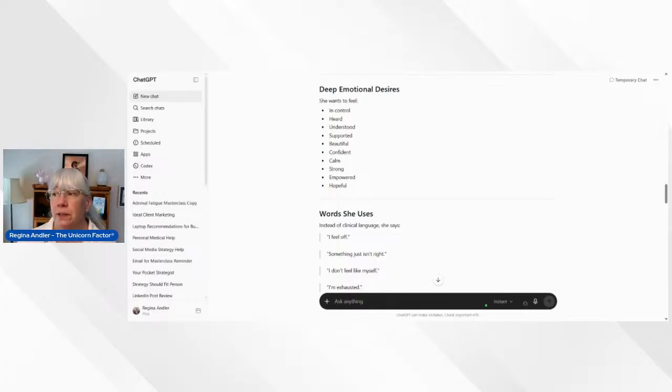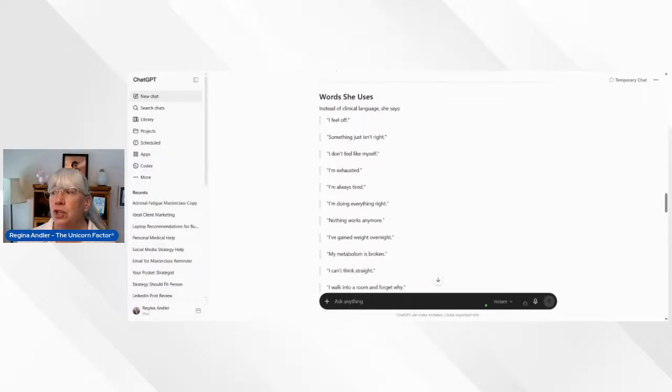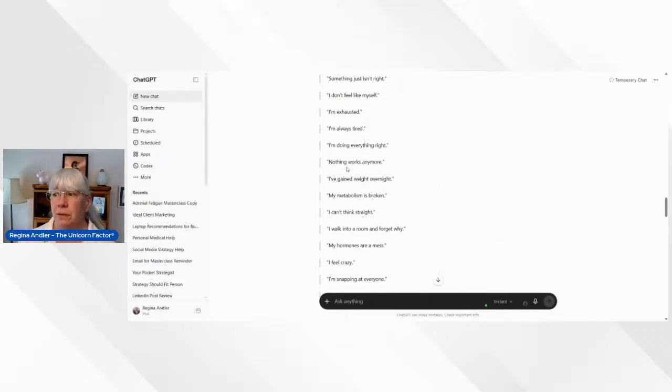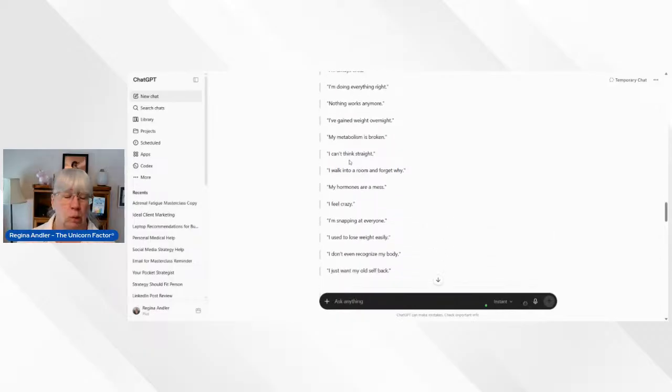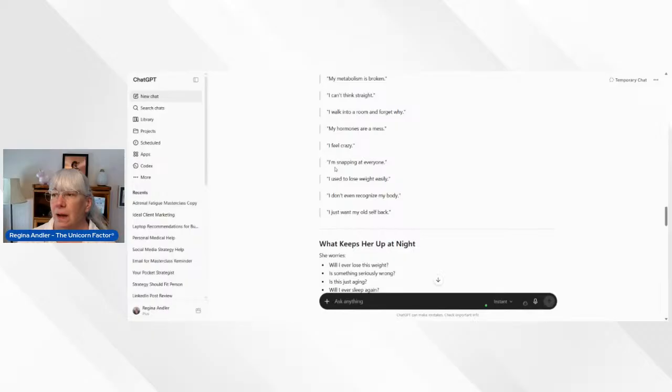Deep emotional desires. She wants to feel in control, heard, understood, supported, beautiful, calm, strong. Words she uses: I feel off. Something just isn't right. I don't feel like myself. My metabolism is broken. You can use all of this in your content. I'm snapping at everyone. If you're perimenopausal or menopausal or postmenopausal, that one might resonate with you.